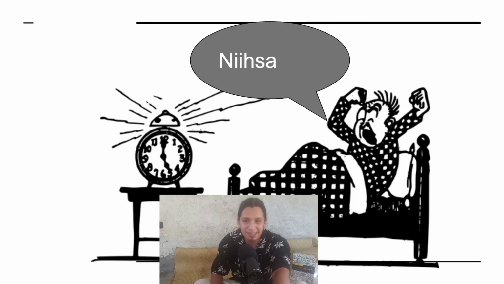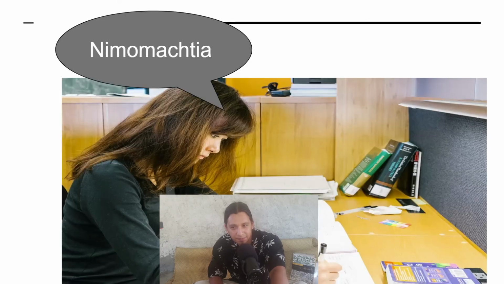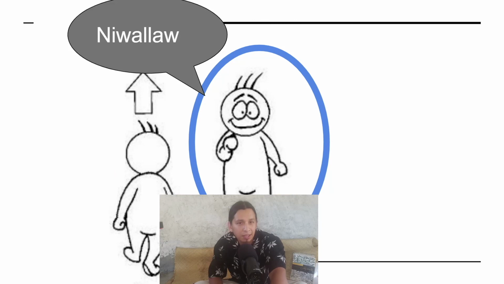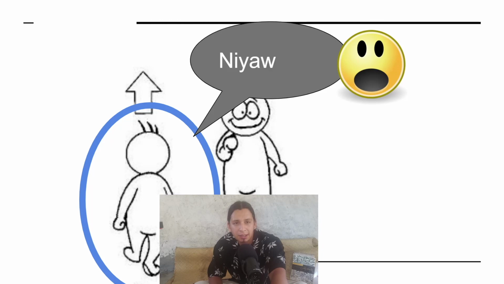Okay, so here's that example. He's saying ni isa. I'm waking up. Ni momachtia. I study or I learn. Ni tequiti. I work or I'm working. Ni wala. I come. Niya. I go. So we thought the word yowi changed to yah.